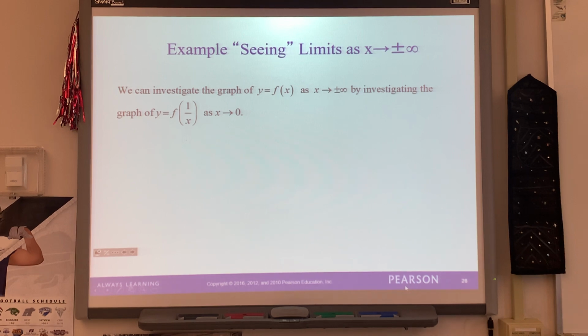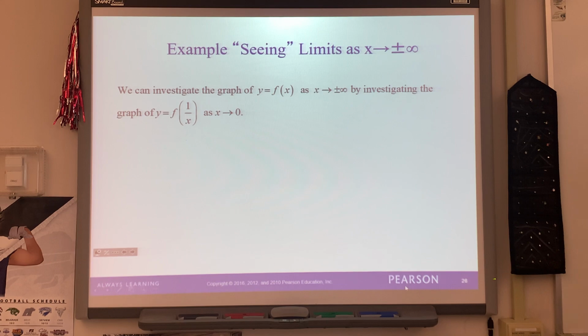All right, one last thing to finish with. It says example of seeing limits as x approaches positive and negative infinity. This is just another way to identify a limit as x approaches positive and negative infinity. Since it's harder to see positive and negative infinity, that's why they use seeing in quotes, we can actually investigate, it says we can investigate the graph of the function y equals f of x as x approaches positive or negative infinity by investigating the graph of y equals f of 1 over x.